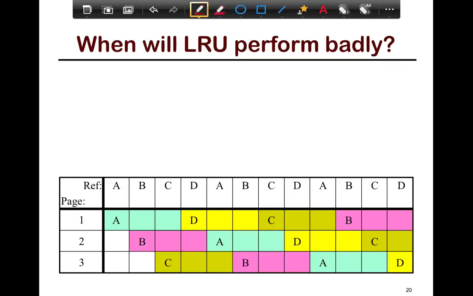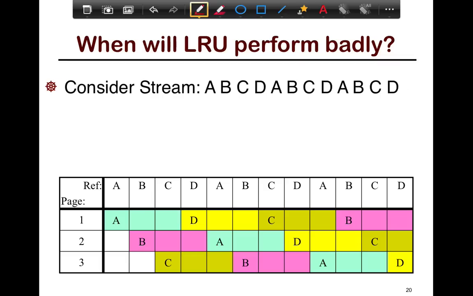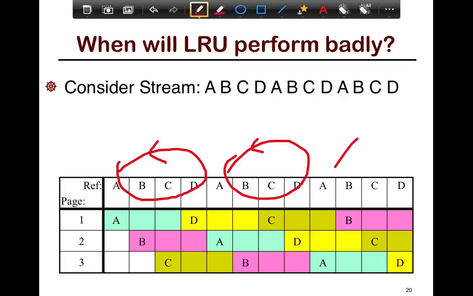But let's look at another stream where LRU does not work. Okay, so when does LRU perform badly? So here's a stream where I essentially iterate over this, right? So I access ABCD, then I access ABCD again, and then I access ABCD again. So here's a loop, right? So in this case, the least recently used is also the one that will be referenced in the immediate future.